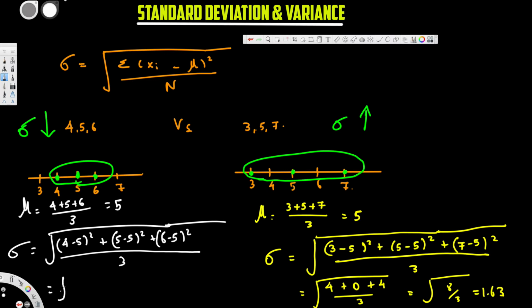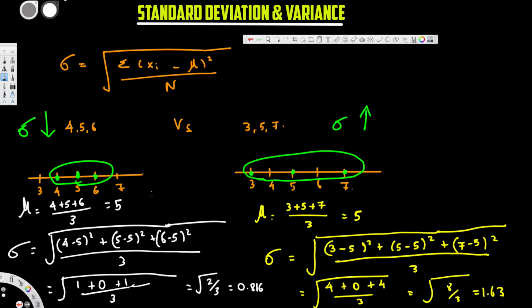Now here we have 4 minus 5 is negative 1. Negative 1 squared is 1. And then 5 minus 5 is 0, 0 squared is 0. And then 6 minus 5 is 1, 1 squared is 1. The whole thing should be divided by 3, because we have 3 numbers. So we have square root of 2 over 3. Square root of 2 over 3 is equal to 0.816.